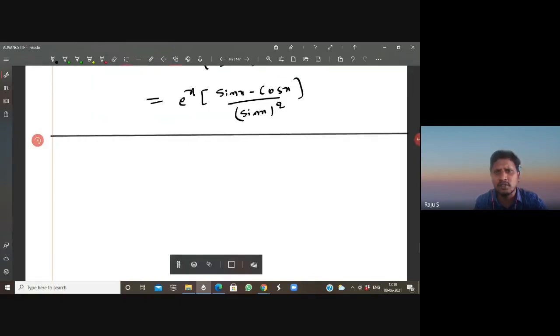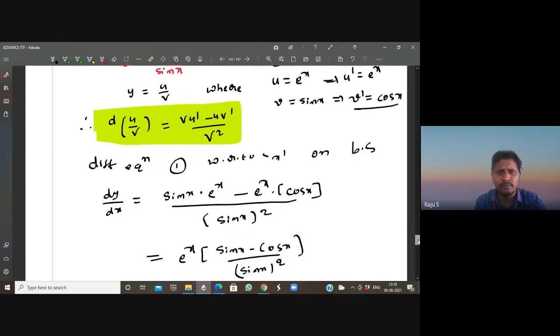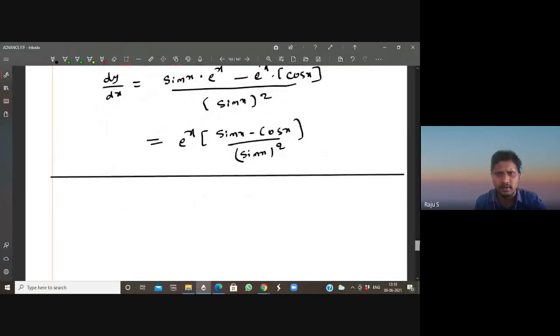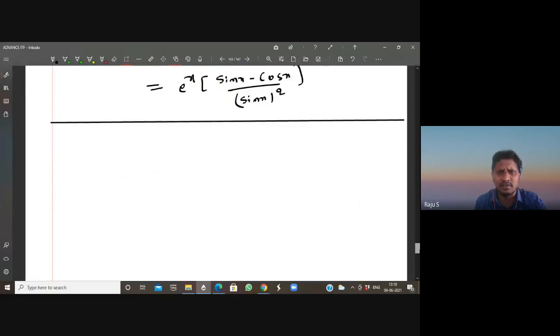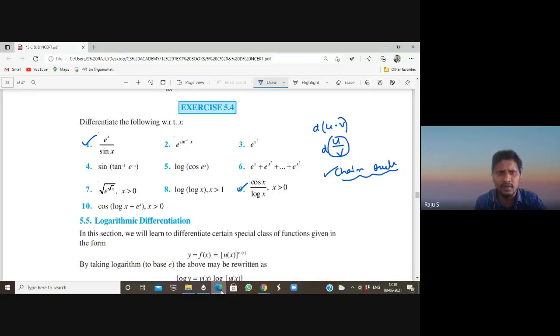First, given function comparing with y is equal to u by v. You will get u and v, then u dash, v dash. Substitute all values in standard form. Second one is very easy. We can use chain rule. e to the power of sin inverse x.